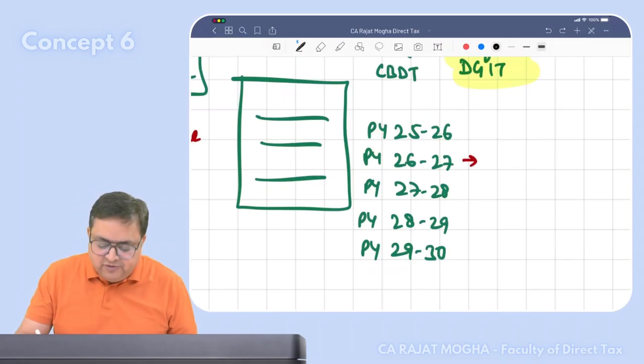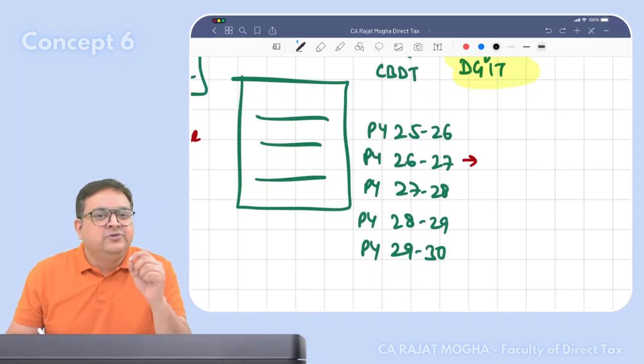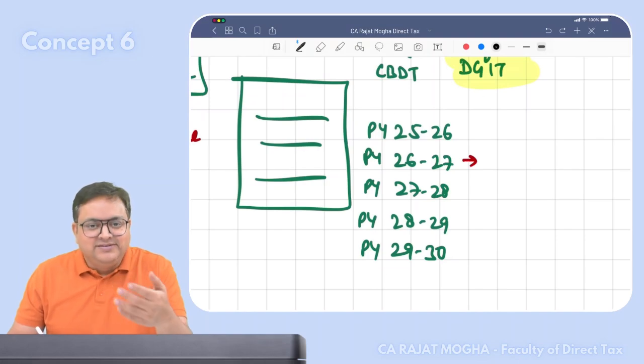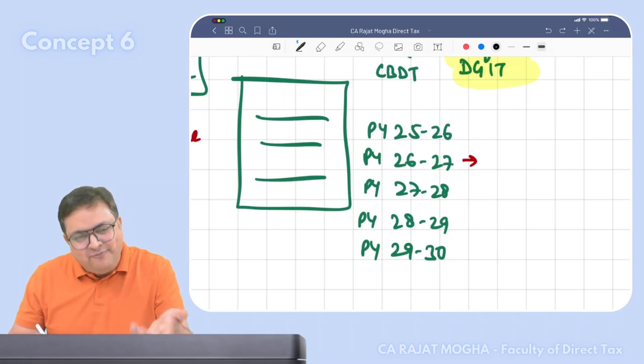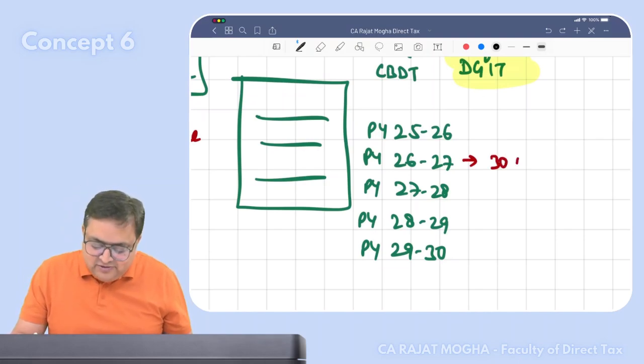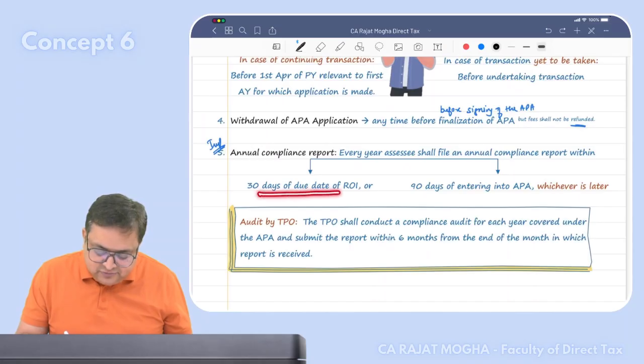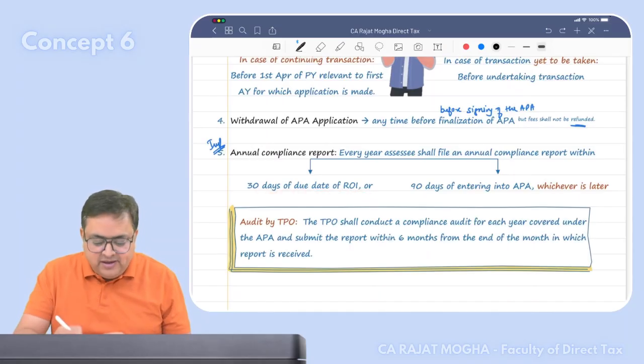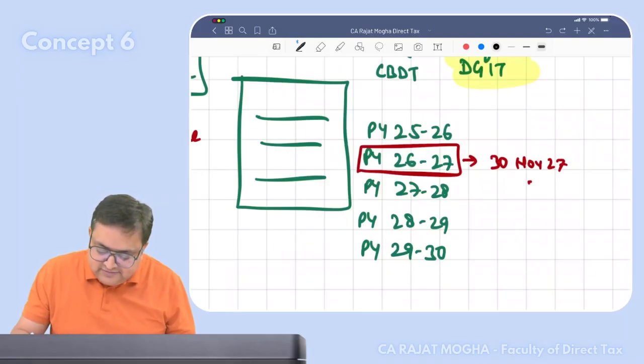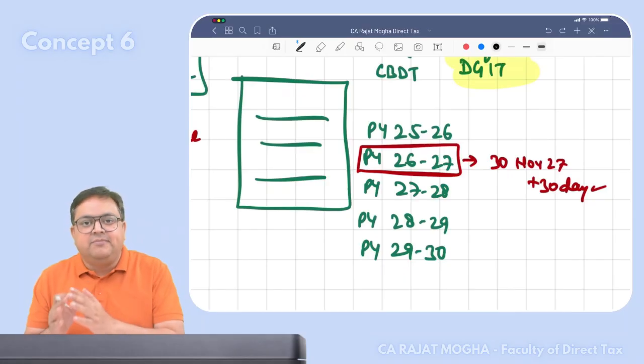So let's say, obviously there is an international transaction. So the due date would be what? 31st July, 31st of October, or 30th November? Obviously 30th November. So 30th of November, let's say 27, is the due date for this year. So what is written over here? 30 days of due date of ROI. So from this due date of ROI, you will get 30 more days, and you have to give this compliance report.